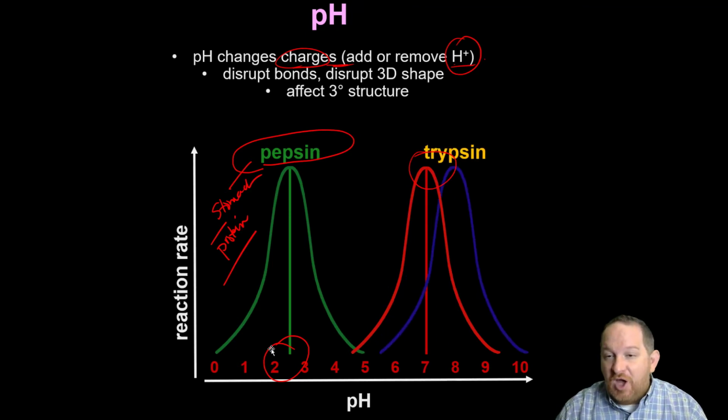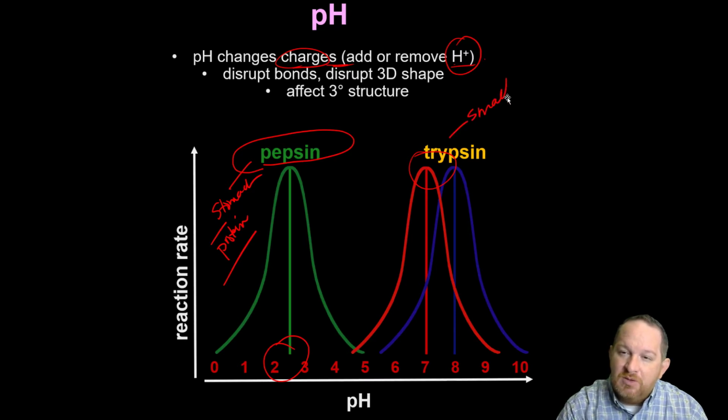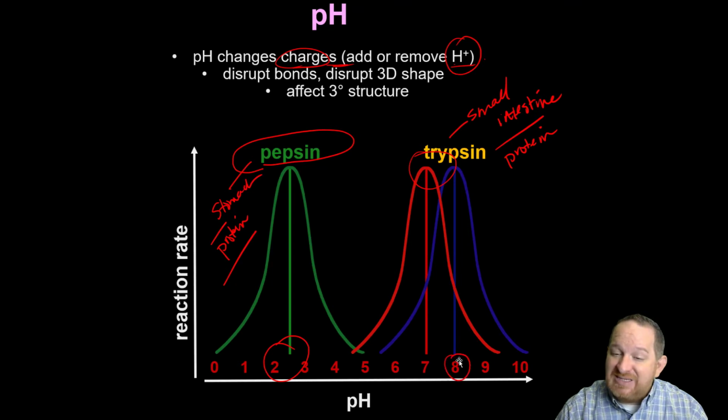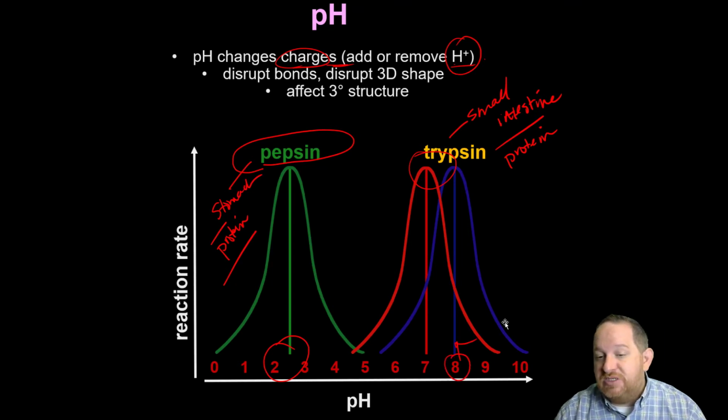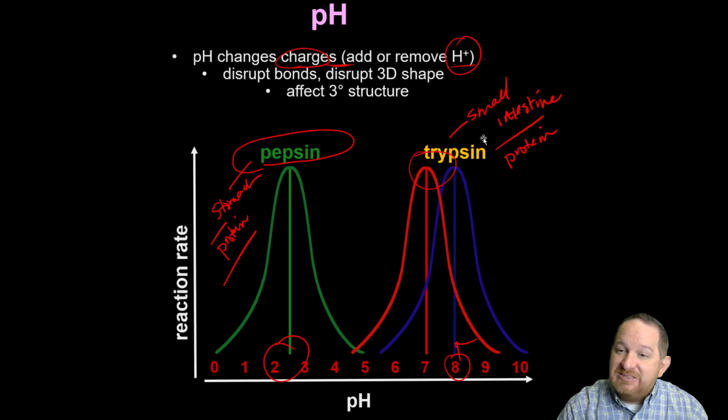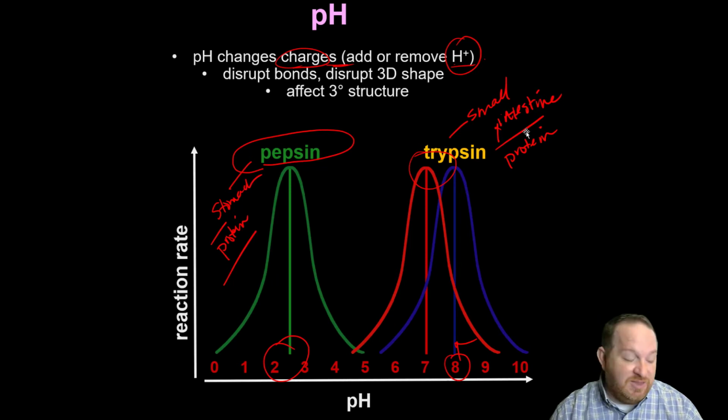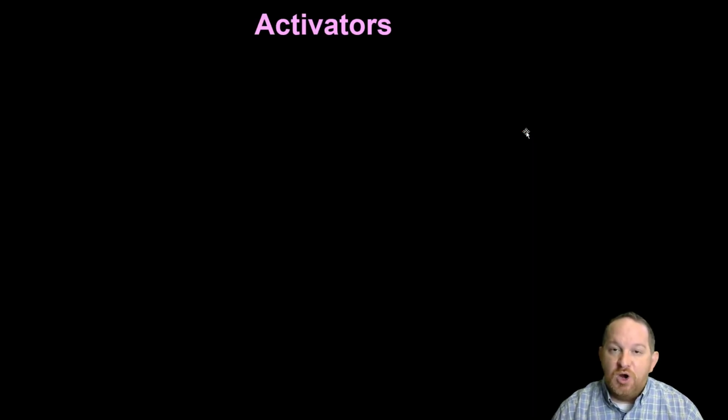We also have another one, trypsin, which is in the small intestine. And this enzyme also breaks down protein. But notice it functions at a slightly more basic pH. Its optimum pH is 8 because that is the pH in the areas of the small intestine where trypsin works. So pH can also affect the enzyme's ability to do work.